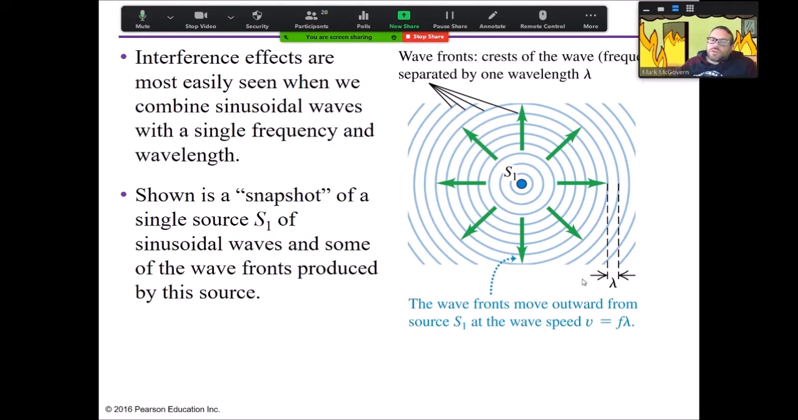So we have a source. Source 1 produces a bunch of wavefronts of a given wavelength, lambda. They travel at a speed determined by the frequency times the wavelength of the source.